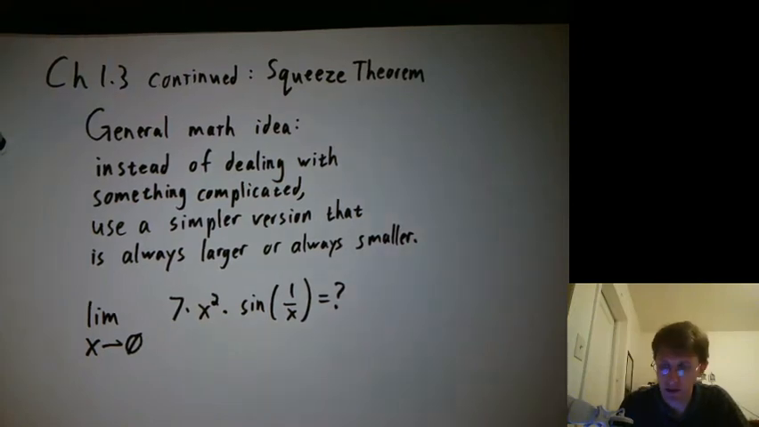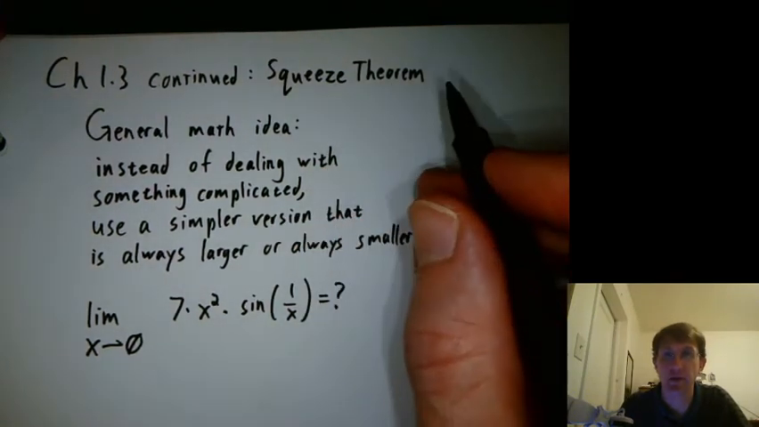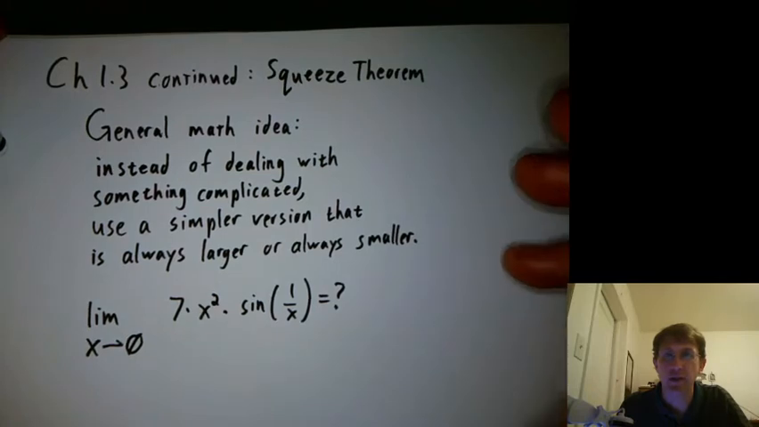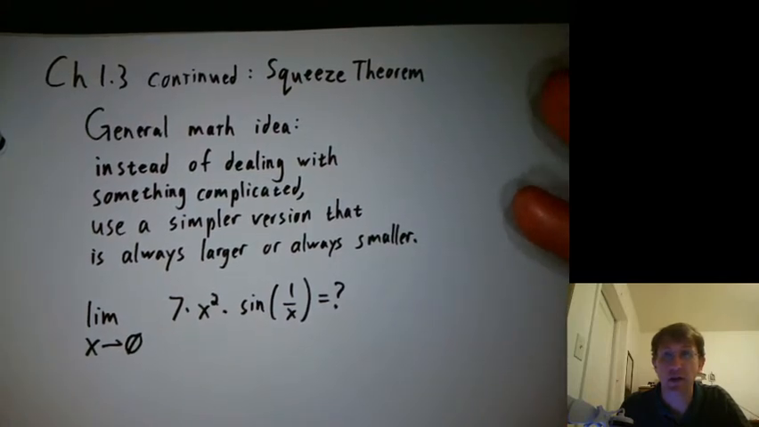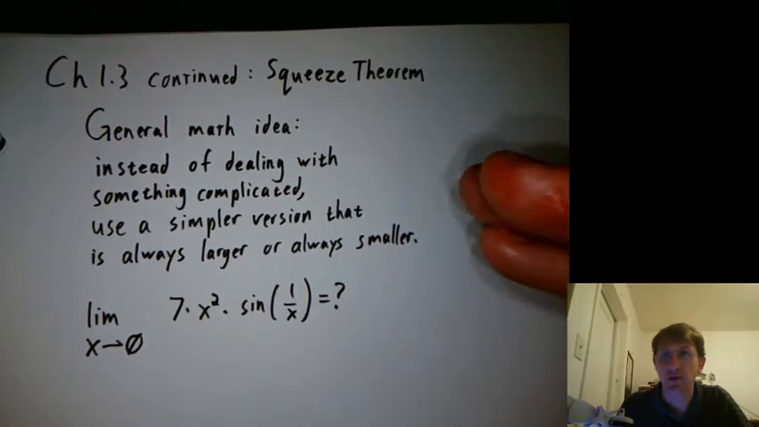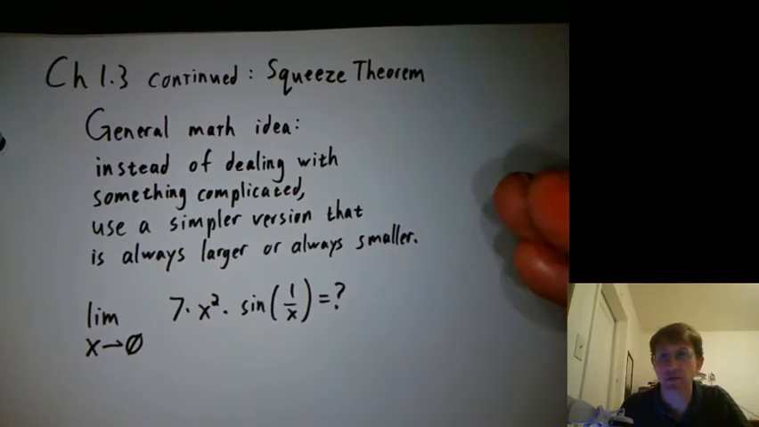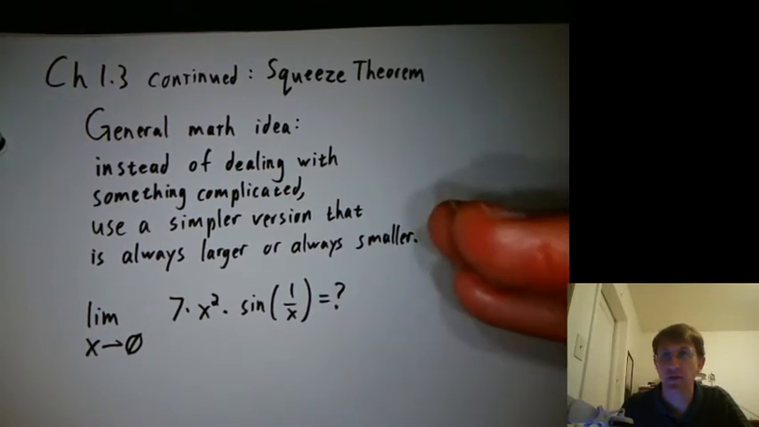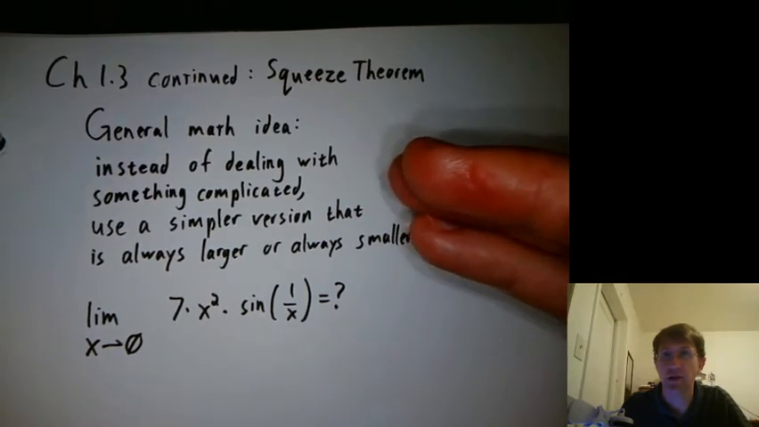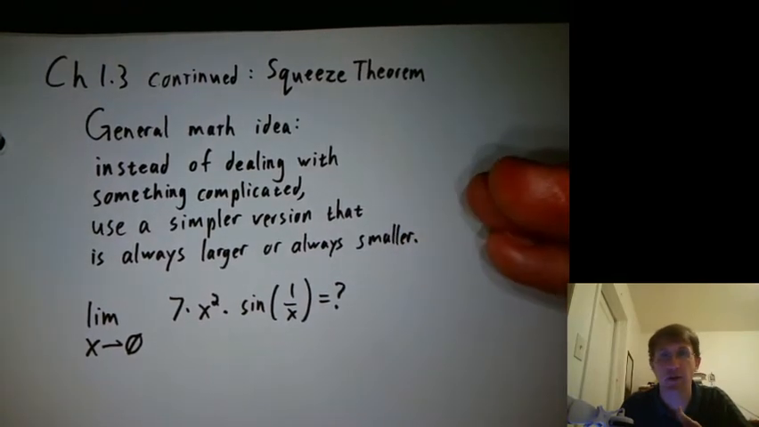There's one more big topic in chapter 1.3, and that's called the squeeze theorem. It's a general math idea that if you've got something complicated that you don't want to deal with all at once, use a simpler version of it that's either always larger or always smaller, and then you can say something useful about the complicated thing, that it's always bigger than this or always smaller than that.